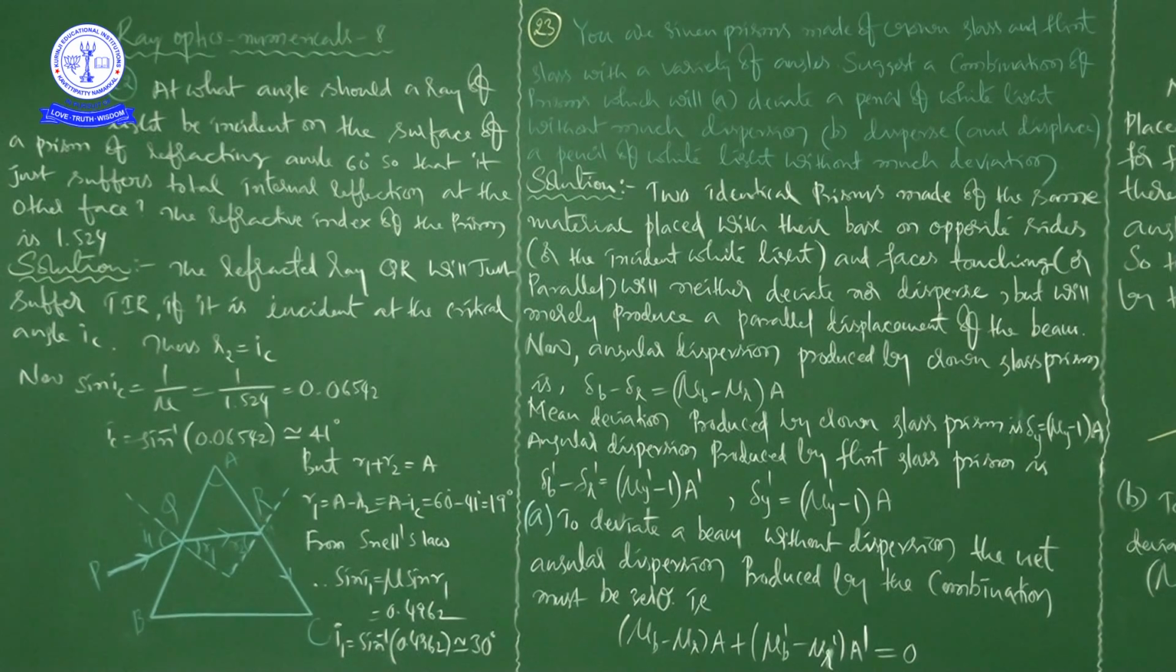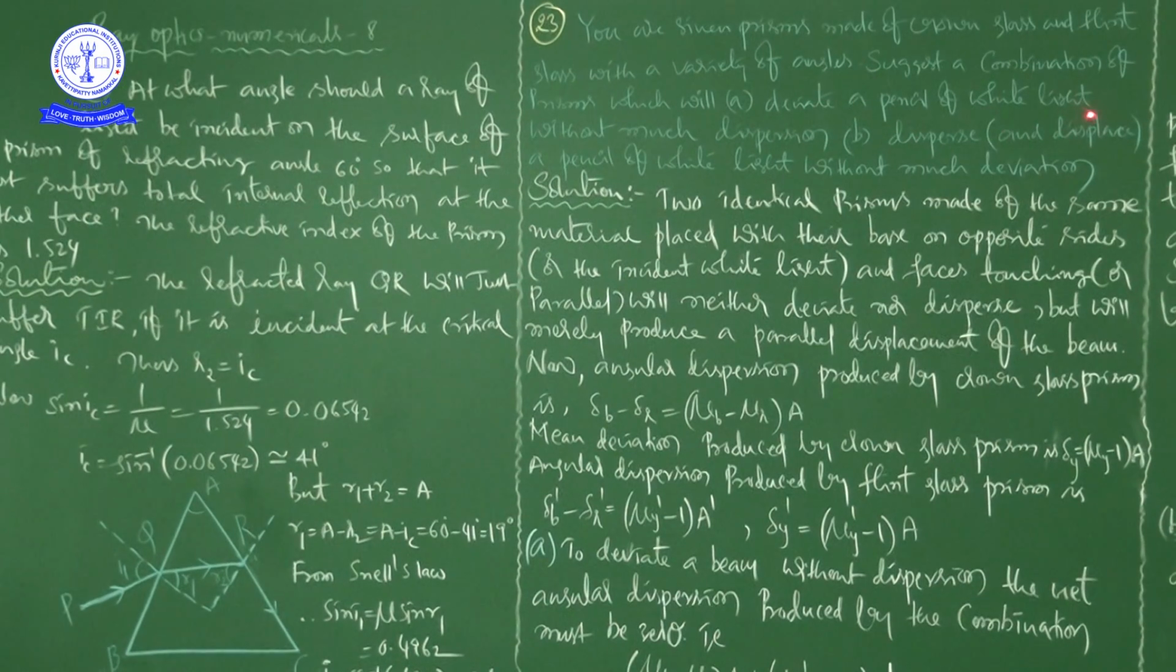Before going to answer A and B, see A: what do we have to answer? Deviate a pencil of white light without much dispersion. First we are going to answer this. Before that we discussed the angular dispersion and the mean deviation. Next, see this. A, to deviate a beam without dispersion, the net angular dispersion produced by the combination must be 0. This is the condition we must understand, so that condition we are going to satisfy.